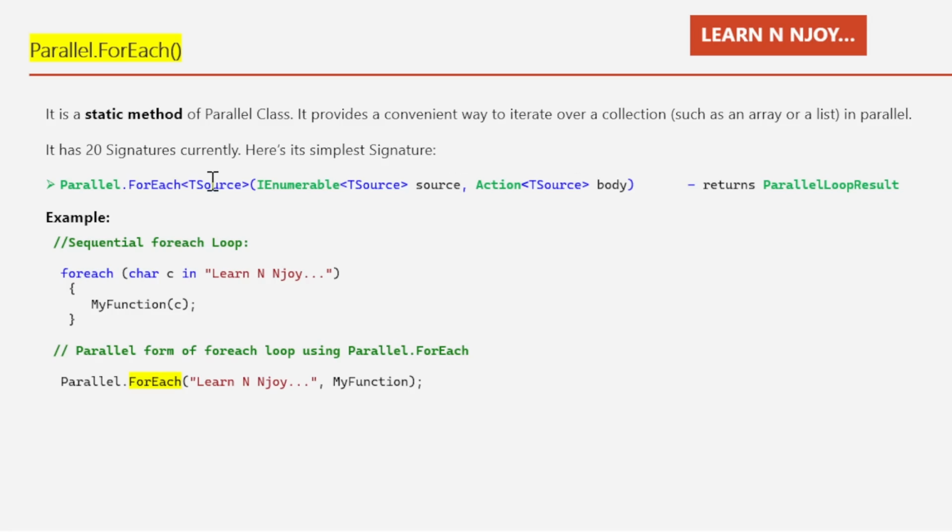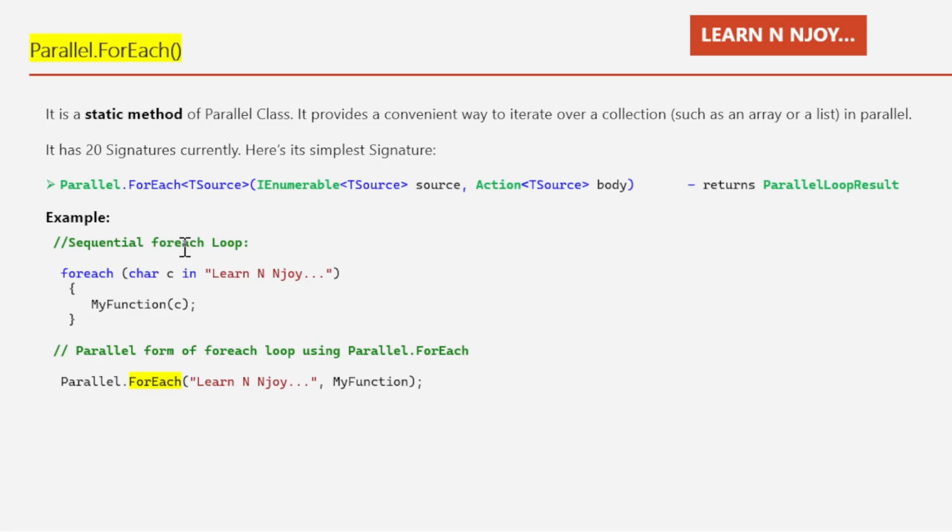Now come to the return part of the Parallel.ForEach method. It returns the ParallelLoopResult. This ParallelLoopResult gives the information whether the loop completed successfully or was stopped prematurely. So overall, the Parallel.ForEach method initiates a parallel loop that iterates over each element in the source collection. For each element in the collection, the specified body action is executed with the current element passed as an argument. Internally, Parallel.ForEach distributes the loop iterations across multiple threads, allowing for concurrent execution of the loop iterations. Okay, let's understand with the help of the examples shown over here.